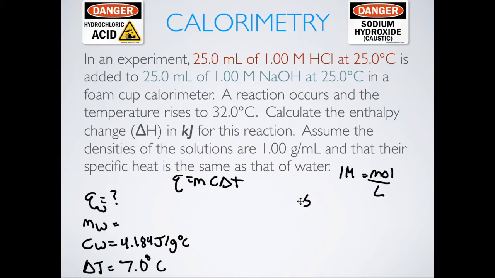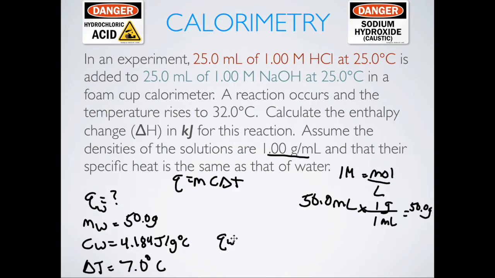So that means that I have 50.0 milliliters of water, and since the density is 1, multiplying by 1 gram per 1 milliliter, I get the same exact number, it's 50.0. So that's how many grams of water I have. So I'm going to plug that into my equation. So Q of W is equal to 50.0 grams times 4.184 joules per gram degree Celsius times a positive 7.0 degrees Celsius. That means that my Q of water is 1400 joules.